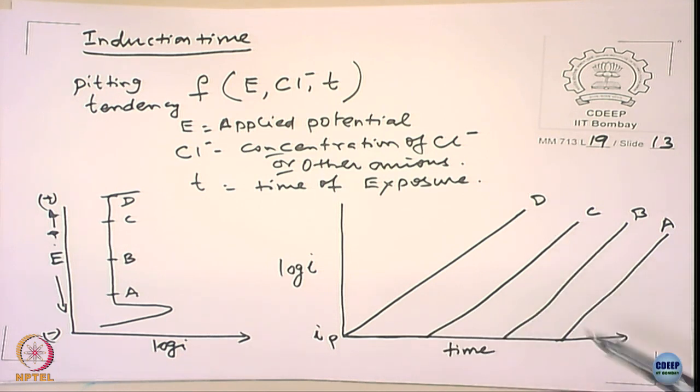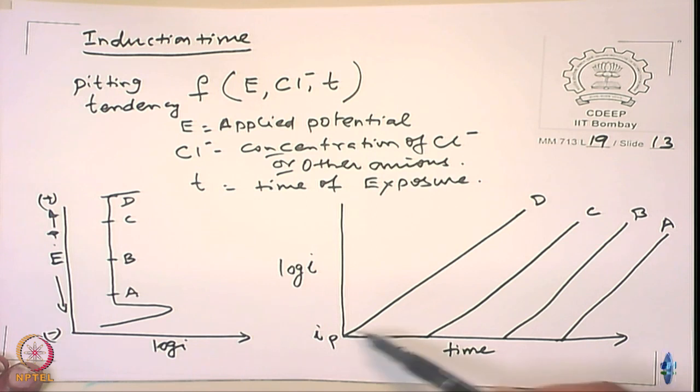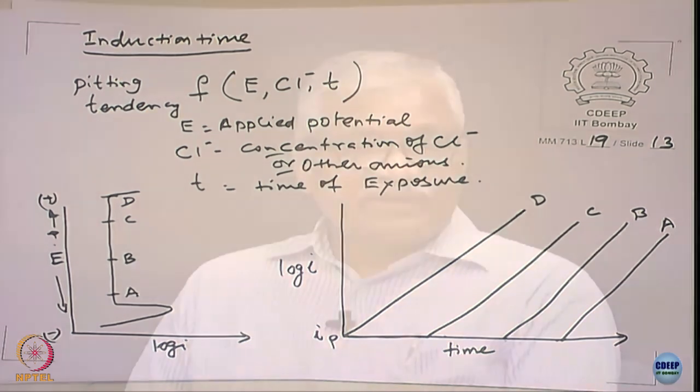This is given as a gross schematic here, okay. Do not worry about the values, just look at the relative positions of these current versus time curves. So, what does it mean? If you hold it at D, the pit starts immediately, it does not take more time. If you reduce the potentials, it takes longer time, and so on for B and A, right. So the chances of a metal pitting in an environment depend not only on the potentials, but also on the time factors, okay.